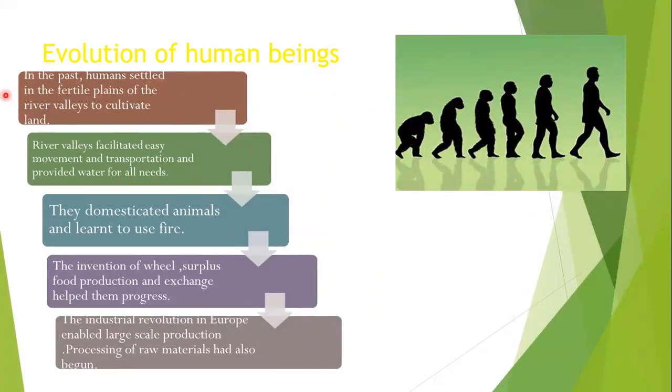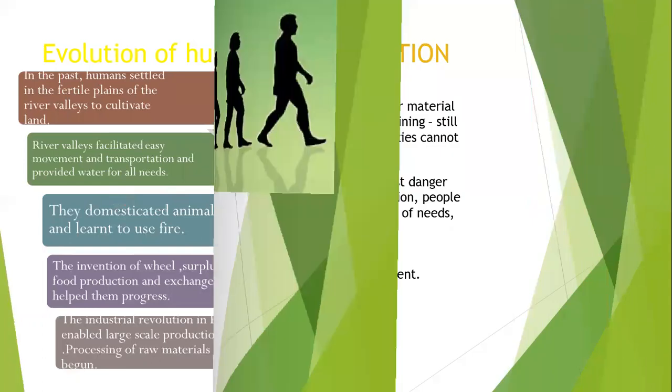Evolution of human beings. In the past, humans settled in the fertile plains of river valleys to cultivate land. River valleys facilitated easy movement and transportation and provided water for all needs. They domesticated animals and learned to use fire. The invention of wheels, sculptures, food production, and exchange helped them progress. The industrial revolution in Europe enabled large scale production. Processing of raw material also began.